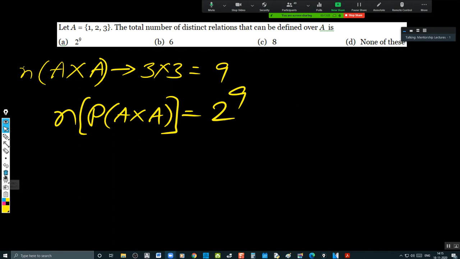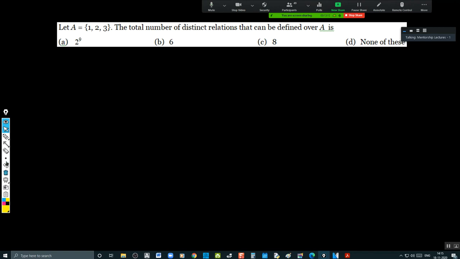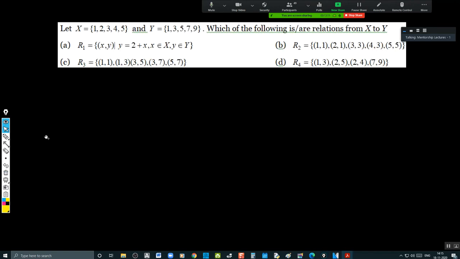This is what you have to understand, and we already did it. The next question, please. Which of the following are relations from X to Y? From X to Y. That means if you start from X, it must close in Y. So we have seen this also in the previous session.